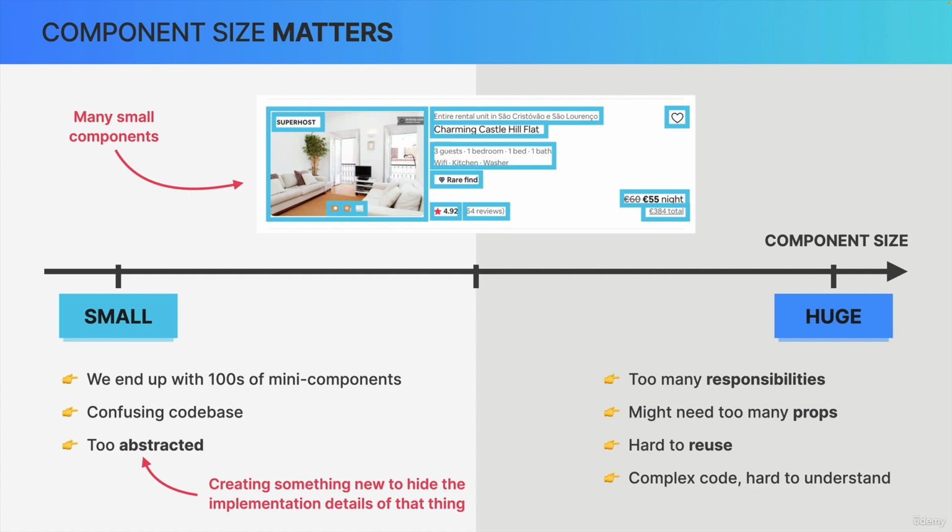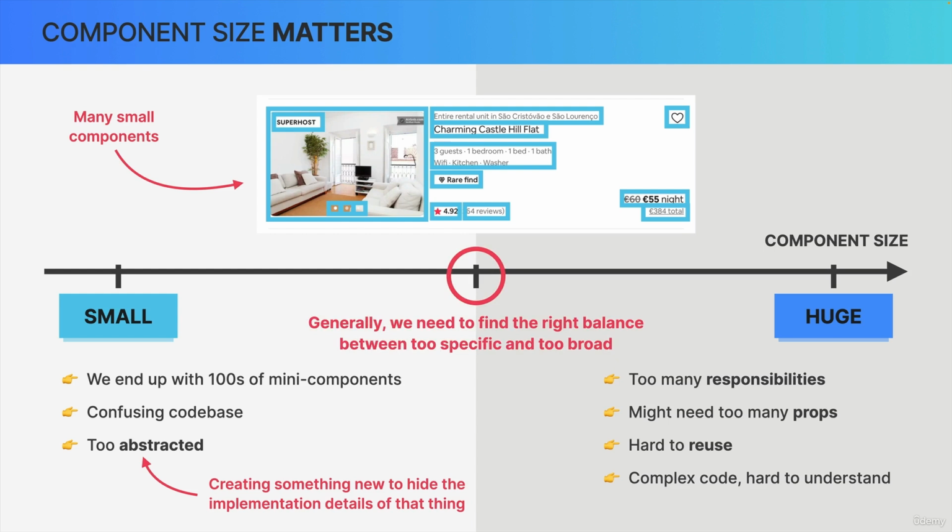Now, if both ends of the spectrum, so both really small and huge components have these problems, then what should we do? Well, most of the time, the goal is to create components that strike the right balance between being too specific and too broad. Or in other words, between being too small and being too big. Now, these problems that we identified here, like components having too many responsibilities and being hard to reuse, can help us understand how we should actually split a UI into components.